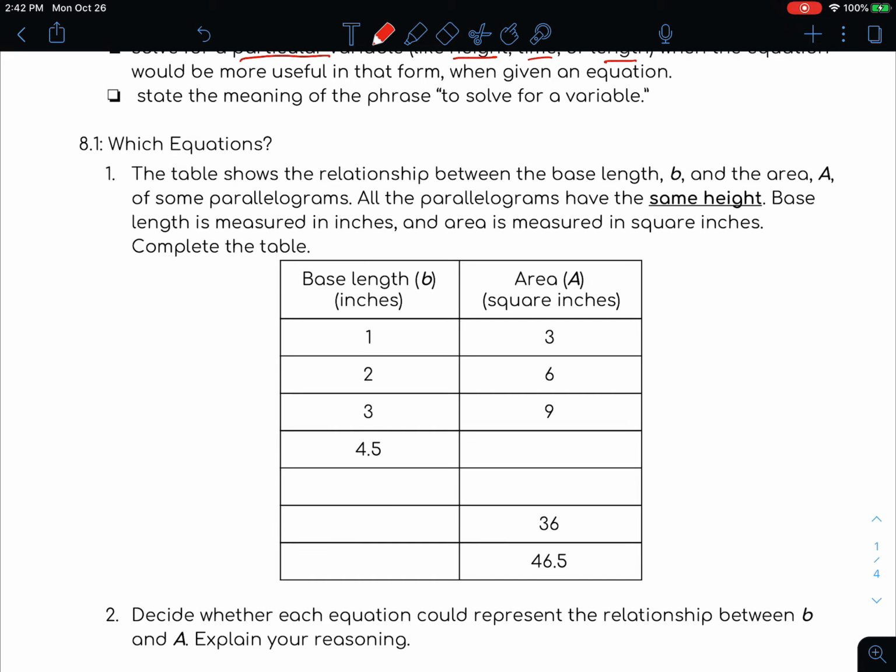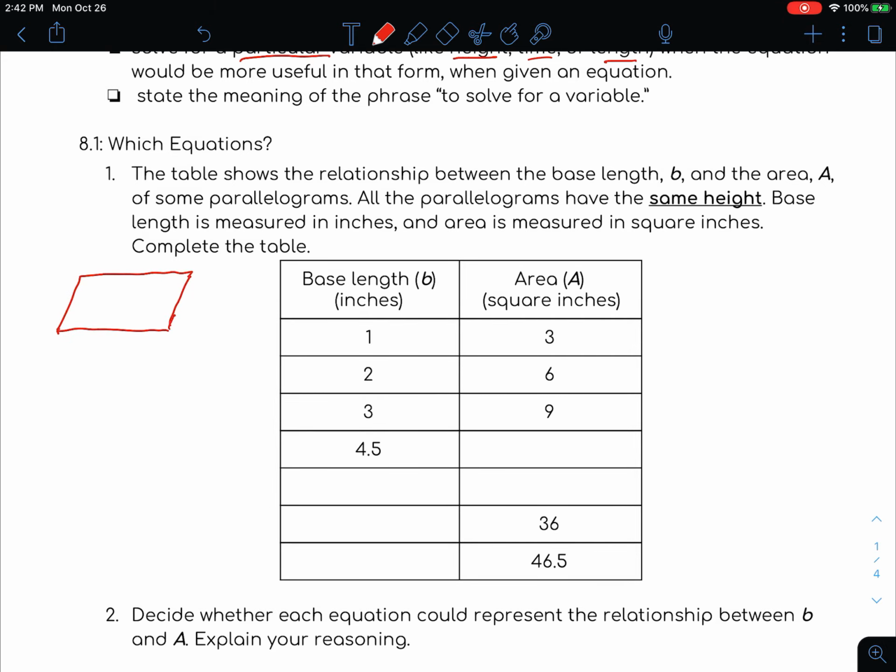8.1 says this table shows the relationship between the base length b and the area a of some parallelograms. All the parallelograms have the same height. Base length is measured in inches and area is measured in square inches.